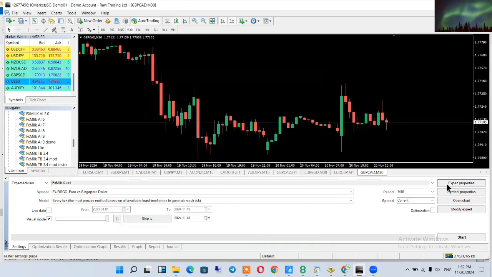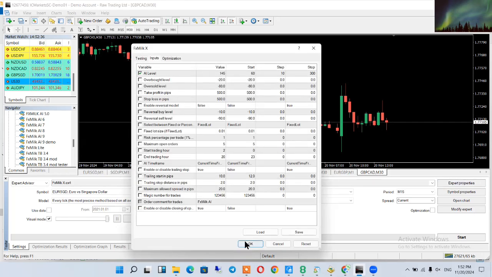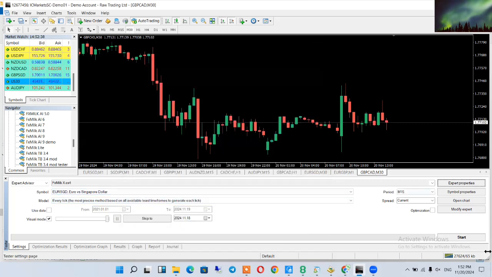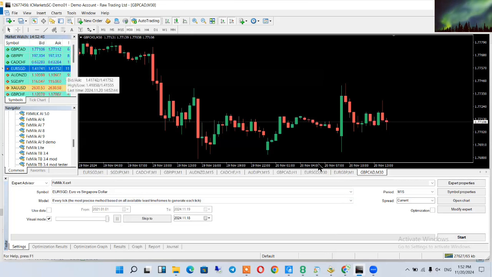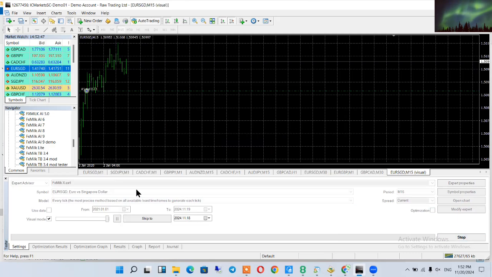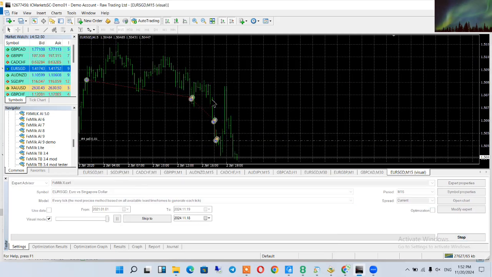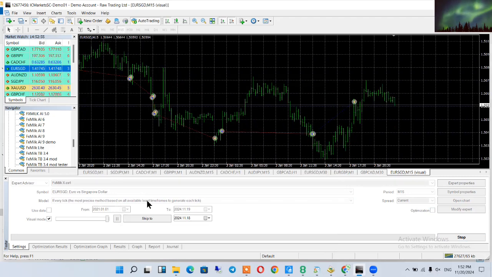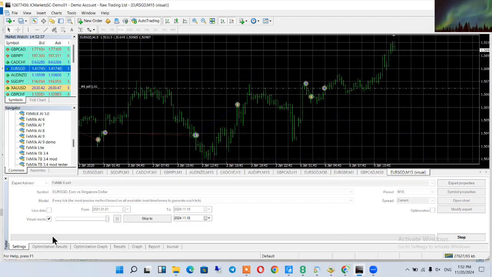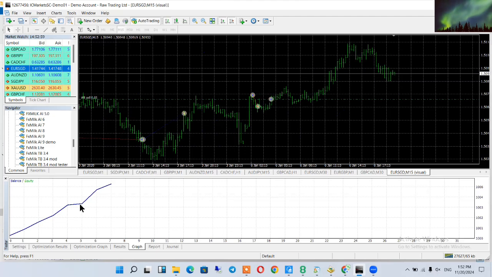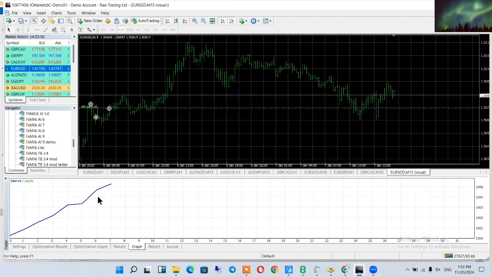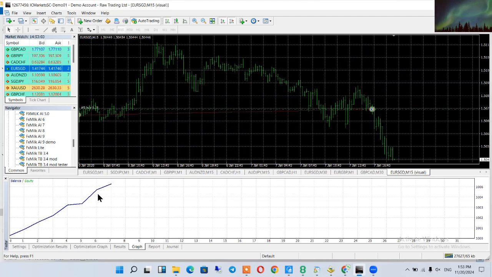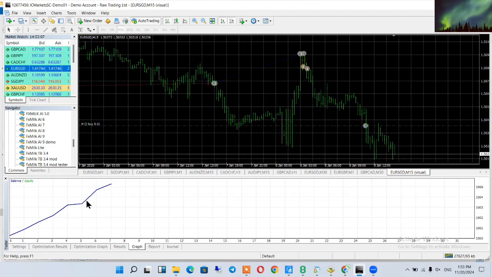Okay, so I already did the settings, which I believe is the best for now for EUR/SGD, period M15, and I'm using the current spread. So what is the current spread of EUR/SGD? That's about 10 pips. And I'm going to click on start. I deliberately use visual mode so that you can see the way the robot trades, and you can see that so far the majority of the trades it has taken have ended in profit. There has been no loss yet.